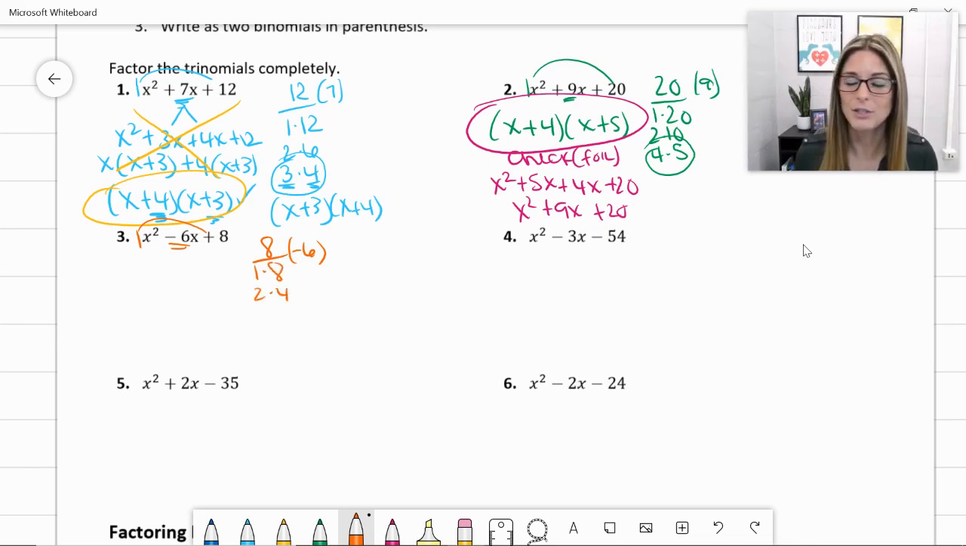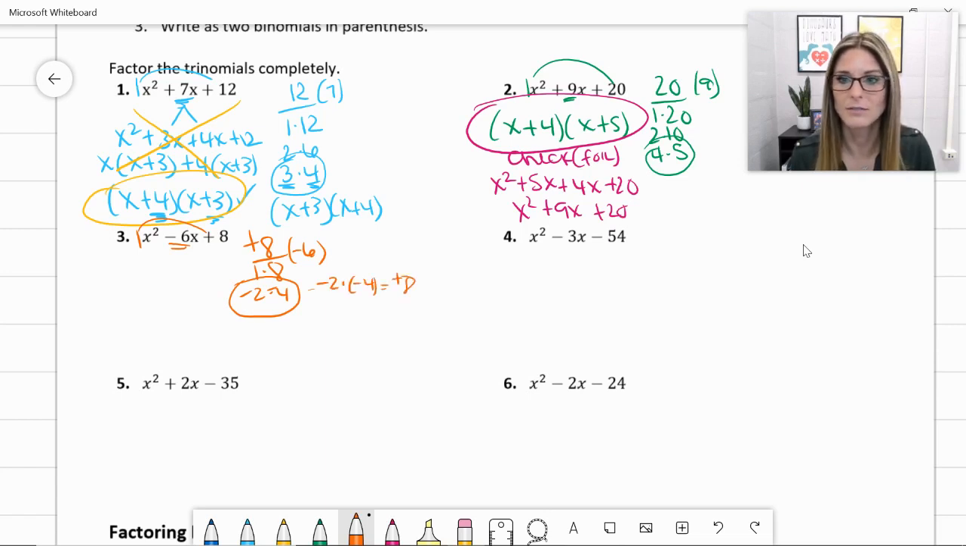So how could I multiply two numbers together to make a positive, but I need them to add up to a negative? So if I need them to add up to a negative, let's make them both negatives. I'm looking at the 2 and the 4. If I have -2 plus -4, that's -6, right? -2 times -4 is +8. Two negatives make a positive when you're multiplying. -2 plus -4 is -6.